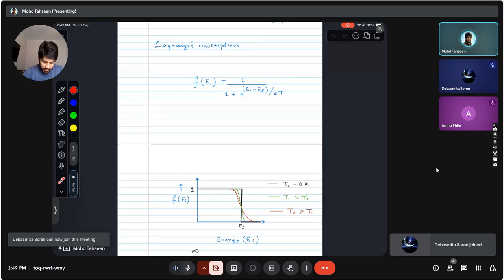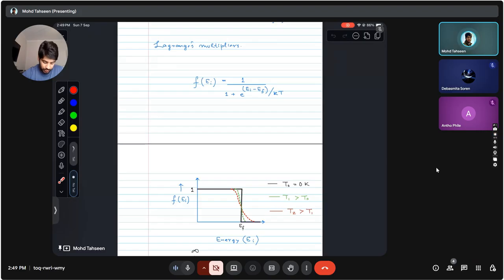So we found that at absolute zero temperature, every energy level up to EF, which is the Fermi energy, is occupied, right? And all the energy levels above EF are completely vacant.